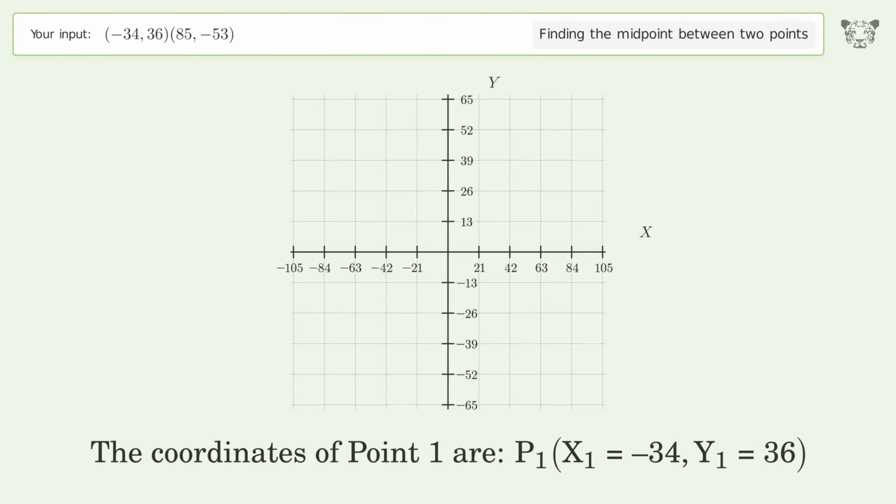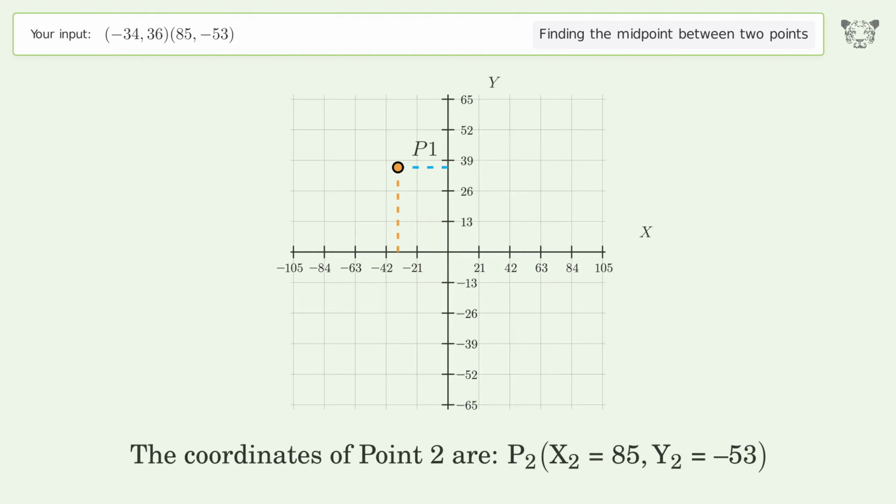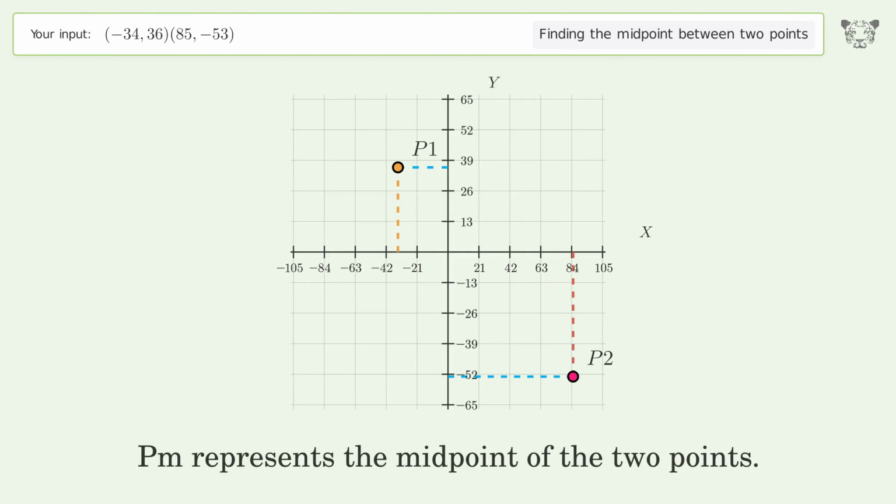The coordinates of point 1 are, x1 equals negative 34, y1 equals 36. The coordinates of point 2 are, x2 equals 85, y2 equals negative 53. PM represents the midpoint of the 2 points.